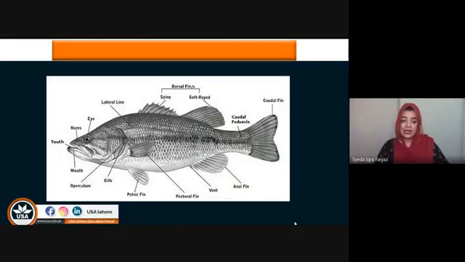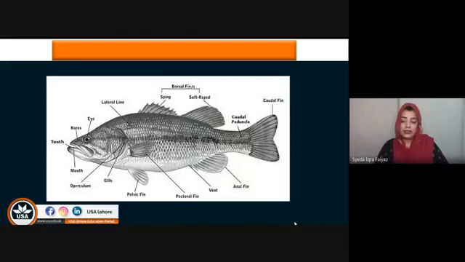Let's start from left to right, going from top to bottom. You can see the mouth, where teeth are present, then the nares, then the eyes. Then the lateral line along the scales on the body, and the spiny and soft rays of the dorsal fins.